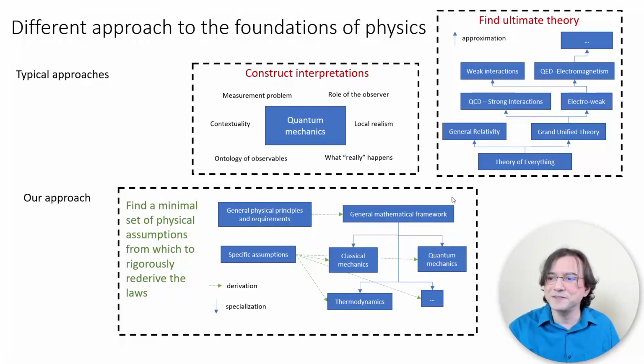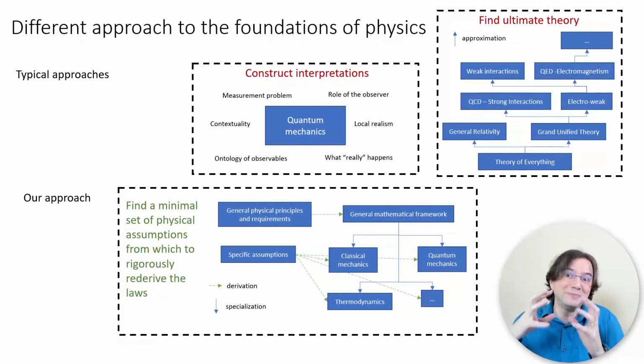And then this gives us a general mathematical framework of which all the different theories are an instantiation. It's like in mathematics, where set theory is general, and everything that is valid in set theory is valid in all the other theories, because those are just different specializations.